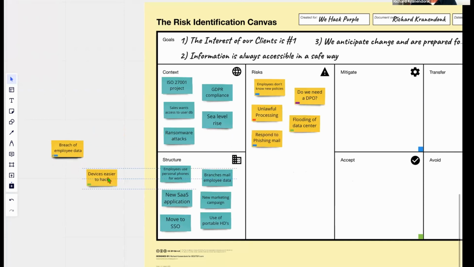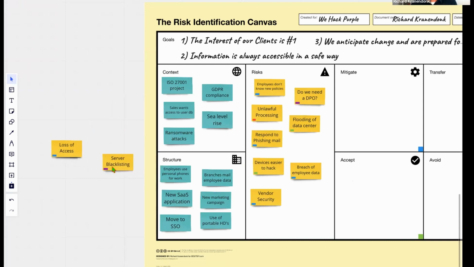So I go on like this. Employees use personal phones, and these may be easier to hack. Branches mail employee data. That could cause a data breach. There's a new SaaS application. How are we with the security of the vendor? Is that okay? We are doing a new marketing campaign with direct mail. We may get our service blacklisted.